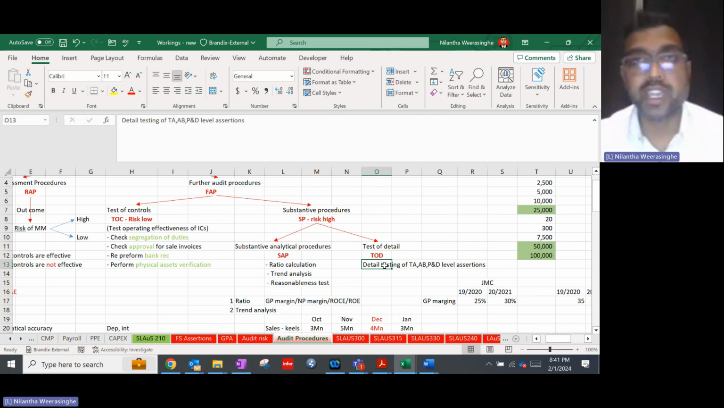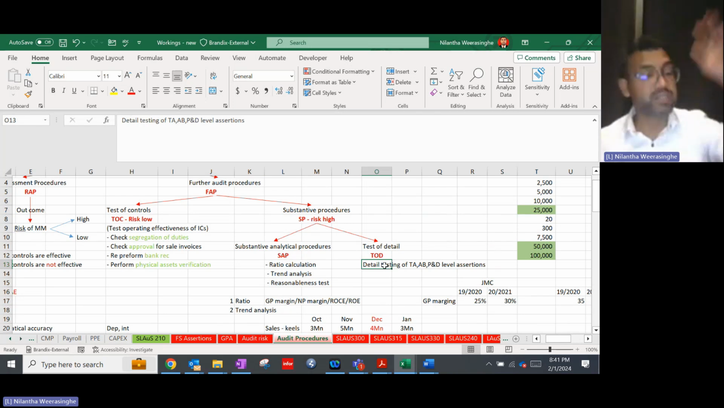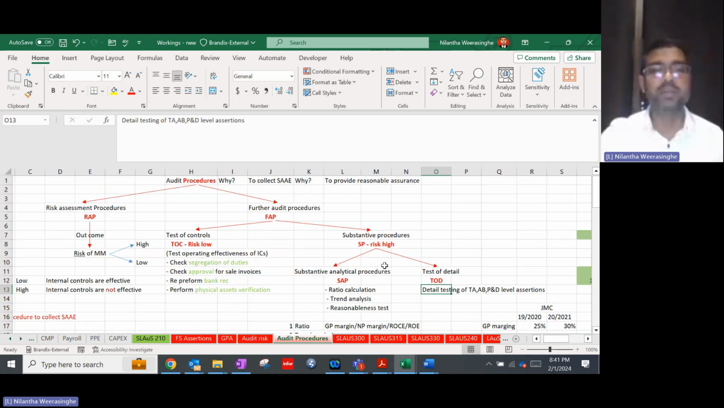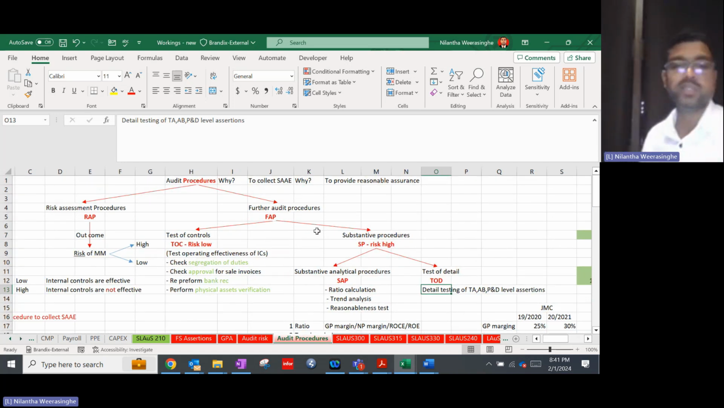Let's say when you audit sales, take sales orders, dispatch notes, sales invoices, approval for them, whether all sales invoices are backed by sales orders, and whether all sales recorded in financial statements are dispatched to customers. Detailed testing you have to perform. Why? Risk is very high. So all audit procedures you can put into this diagram. So this is the basic idea behind audit procedures.